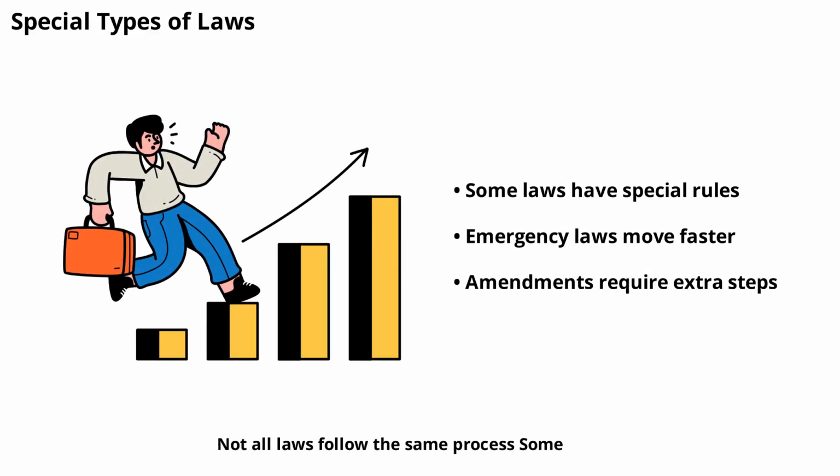Not all laws follow the same process. Some, like emergency laws or budget bills, may have special procedures for faster approval. Others, such as constitutional amendments, require extra steps or higher approval thresholds. Understanding these differences helps explain why some laws move quickly while others take more time.